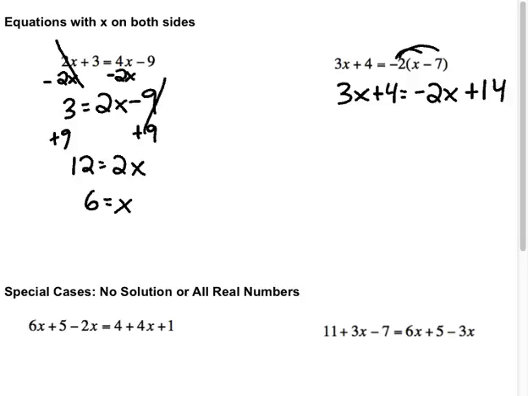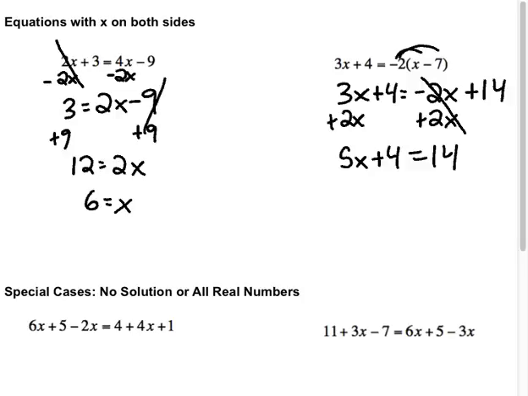Now I'm going to bring my sides together. So here, I think it's going to be easiest. Let's add a 2x to both sides, because it's going to cancel it off of that side. So that's going to give me 5x plus 4 equals 14.